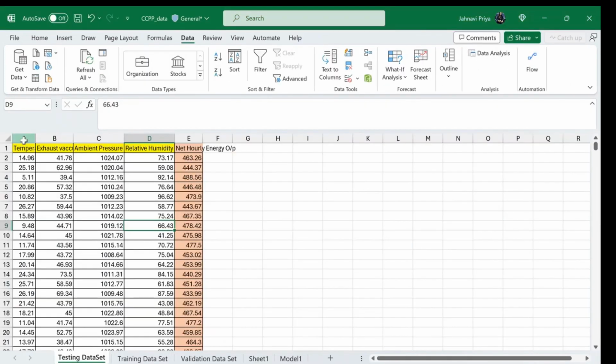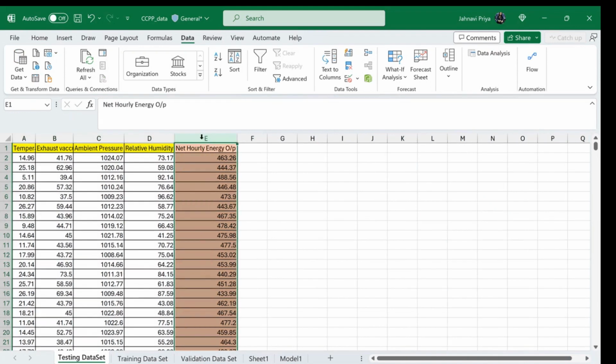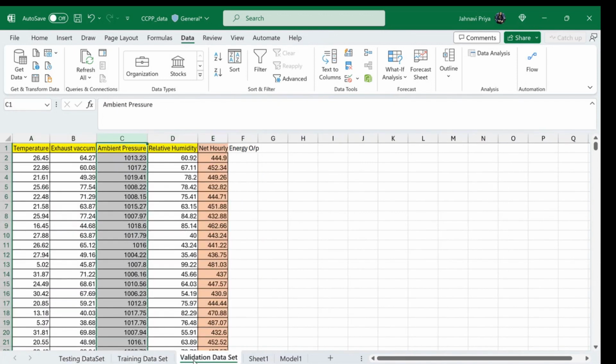this was the data set we had, which had 4 different input features, and this was the output that we were supposed to predict. I divided that into testing, training, and validation data sets, as I said, 80-10-10.